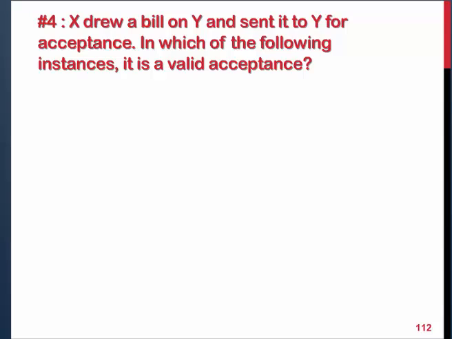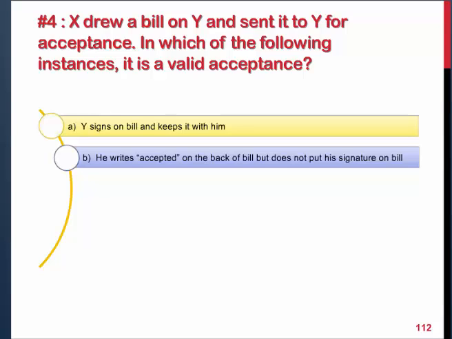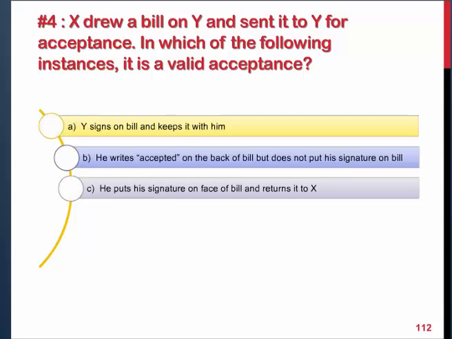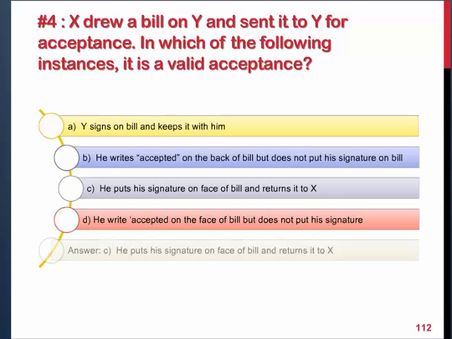Question 4. X drew a bill on Y and sent it to Y for acceptance. In which of the following instances is it a valid acceptance? A. Y signs on the bill and keeps it with him. B. He writes 'accepted' on the back of the bill but does not put his signature on the bill. C. He puts his signature on the face of the bill and returns it to X. D. He writes 'accepted' on the face of the bill but does not put his signature. The right answer is option C. He puts his signature on the face of the bill and returns it to X.